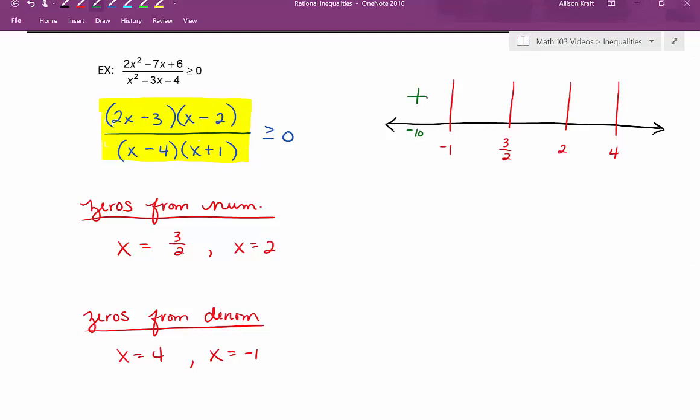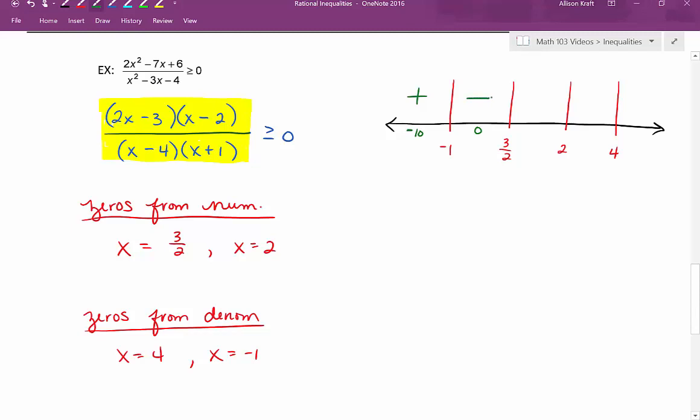I'll move on to my next interval, choosing a test point between negative 1 and 3 halves. I'm going to choose 0. Plugging 0 into our first factor, 2x minus 3, I get a negative. Plugging 0 into our factor, x minus 2, I get a second negative. Plugging 0 into our third factor, x minus 4, I get a third negative. And then plugging 0 into our fourth factor, x plus 1, I get a positive. 3 negatives and 1 positive, that's going to give us a negative.